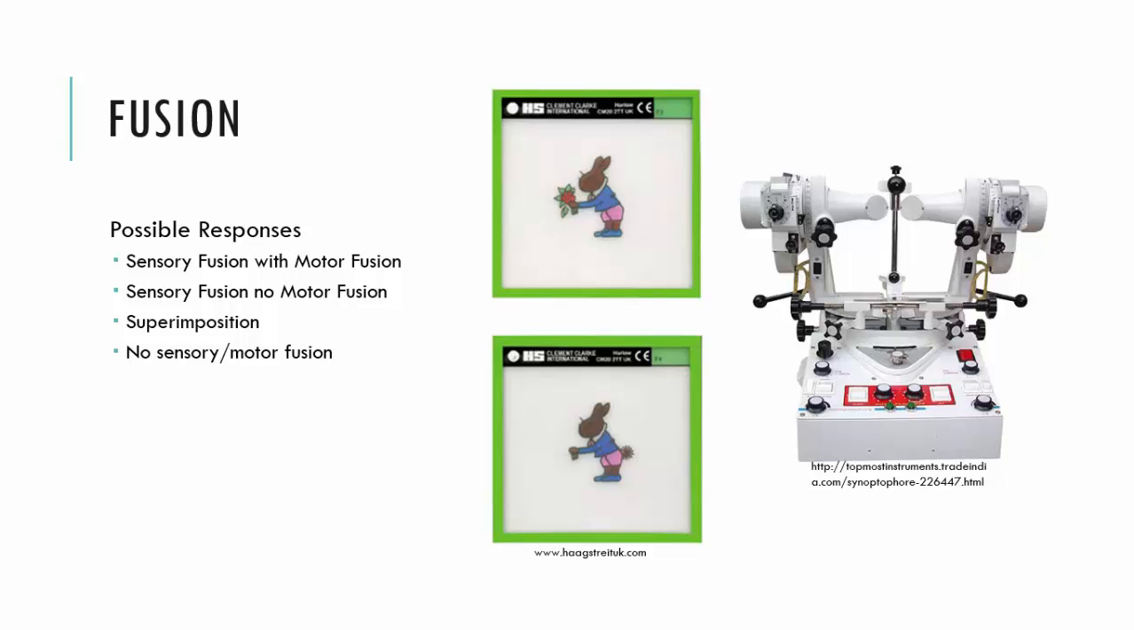And lastly, the patient can have no sensory or motor fusion, which means as you move into this stage of assessment and you place the fusion slides into the slide holders, the patient will describe to you either seeing 2 rabbits or seeing 1, and they'll either see the rabbit with the flowers, or the rabbit with the tail, depending on which eye they're suppressing.